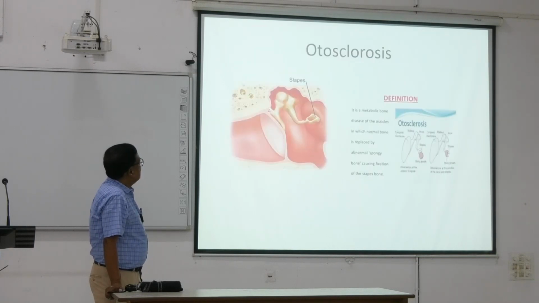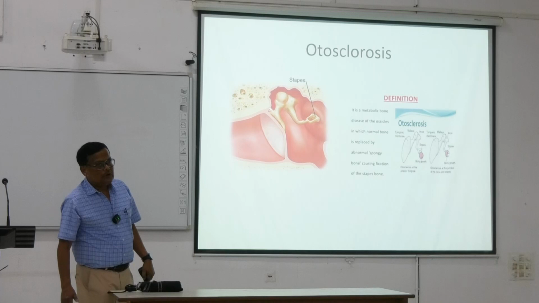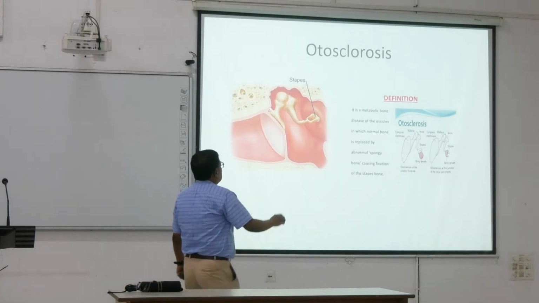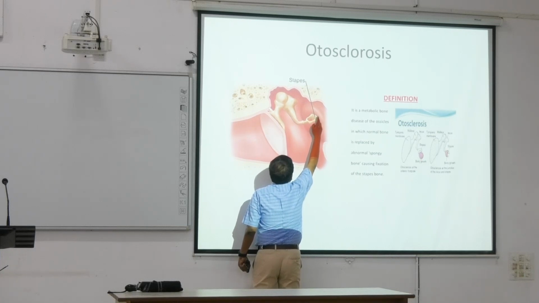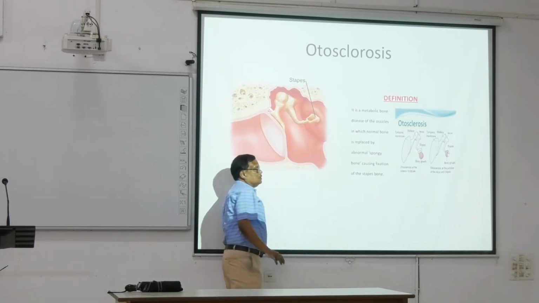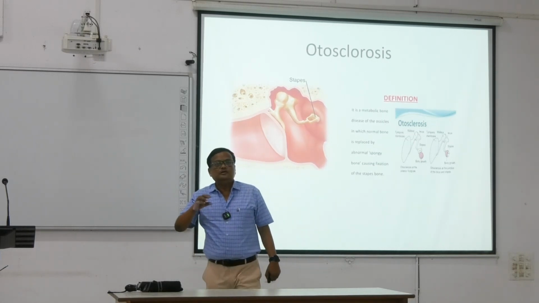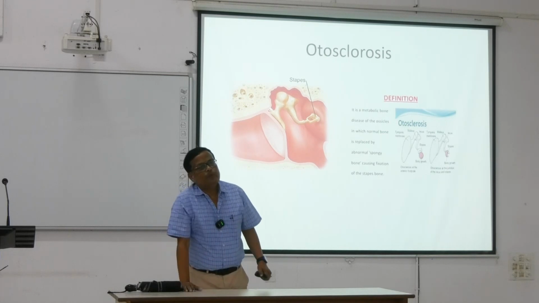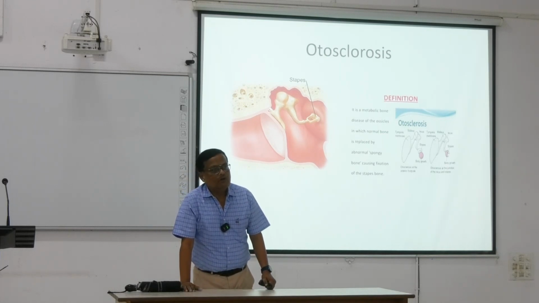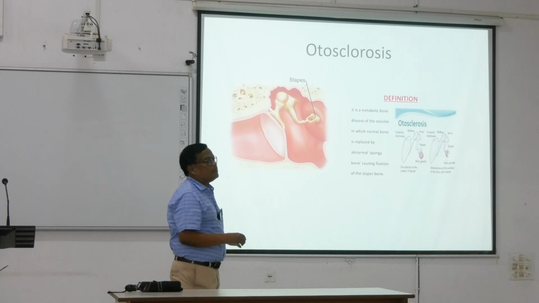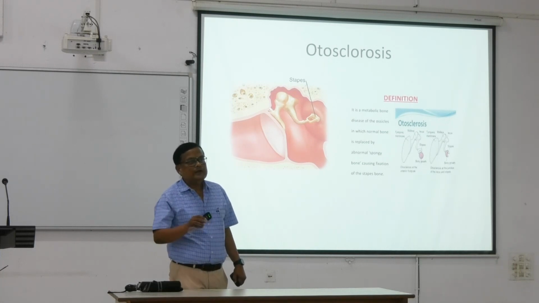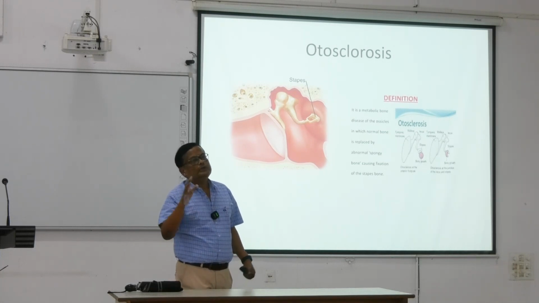What is otosclerosis? Otosclerosis is a condition where the bone sometimes closes the oval window. Sometimes the footplate of the stapes is replaced by a modified type of bone, in some disease or genetic condition. It is modified by a special type of spongy bone, so that it is totally anchored to the oval window.